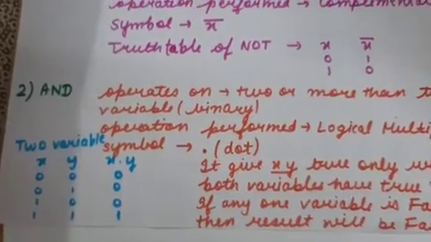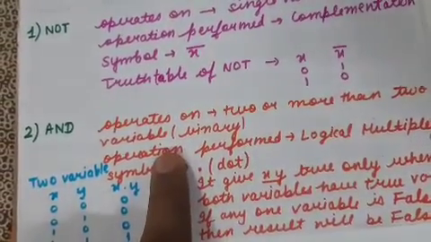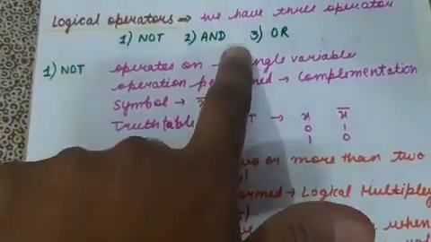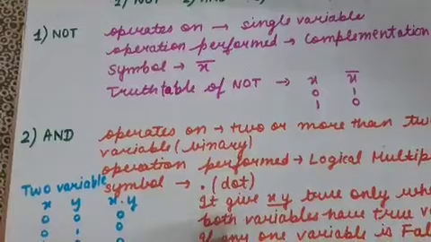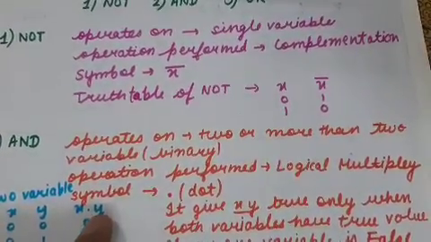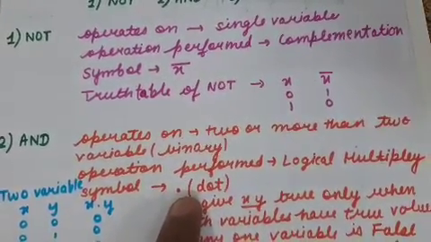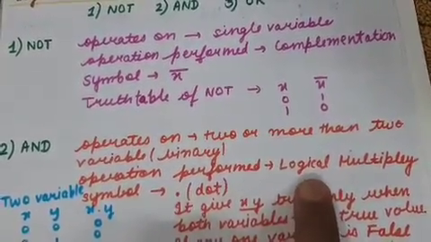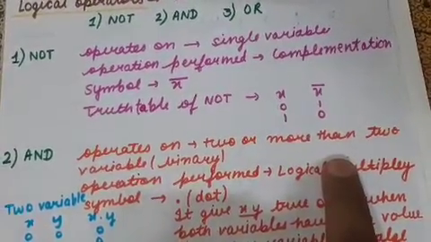In case of the AND operator, it can apply to two or more variables. The NOT operator works on only a single variable, and the AND operator on two or more. The operation performed is logical multiplication. The symbol is dot. What is performed? It is a logical multiplication. It can be applied to two or more variables.